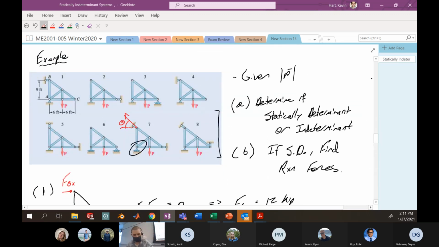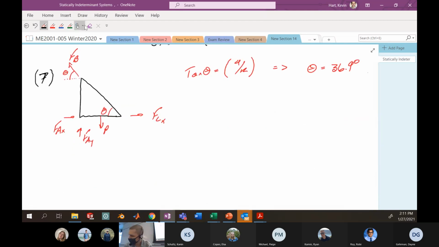I'm sorry, only a roller here. Yeah, it's a little suspicious. So there's no X component, only a roller there. Sorry about that. All right.